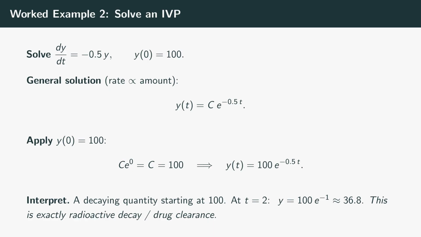Step 2, apply the initial condition. Set t equal to 0. e to the 0 is 1, so the left side is just C, and the condition forces C equals 100. That gives the unique particular solution, y equals 100 times e to the negative 1/2 t.